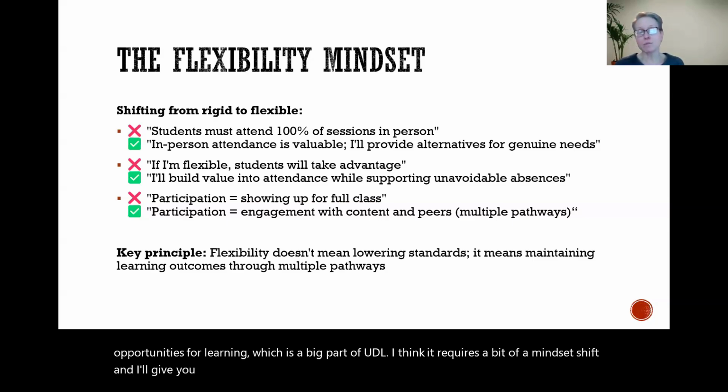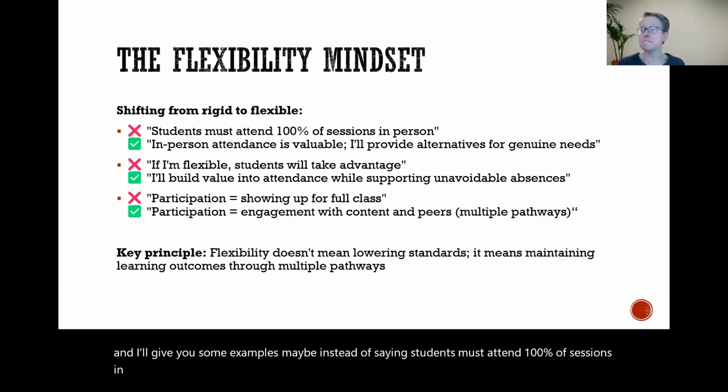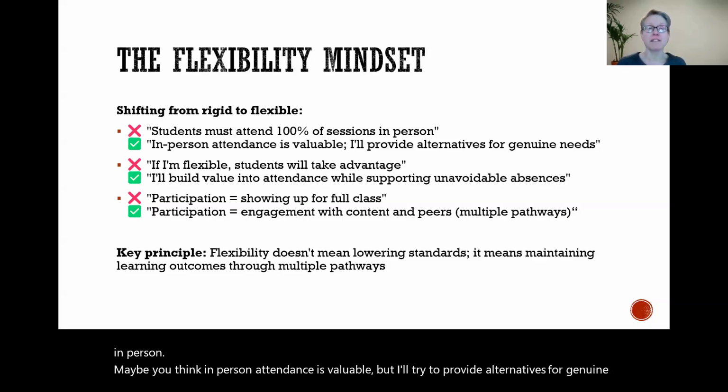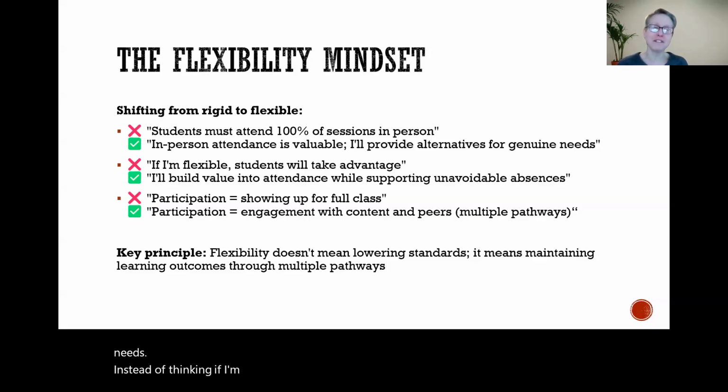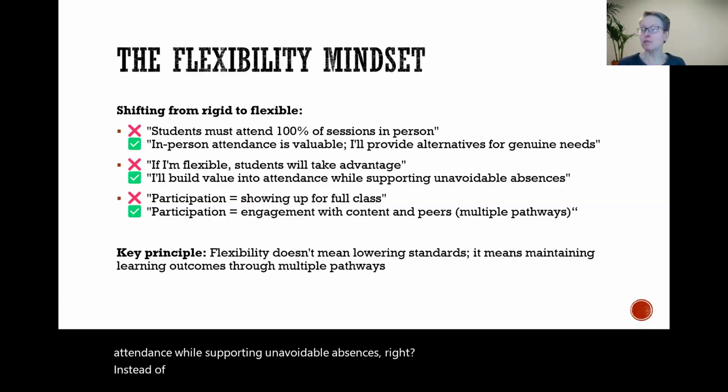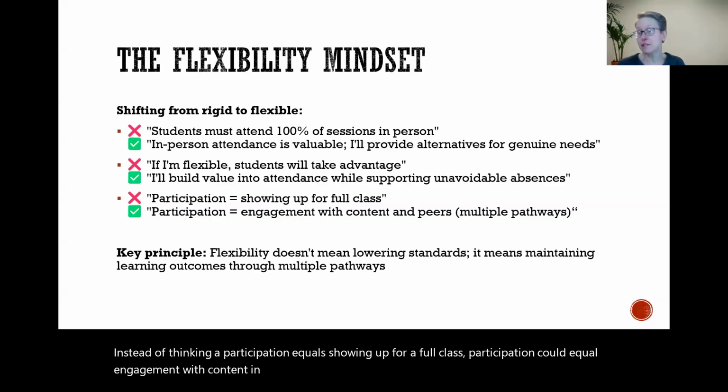Maybe instead of saying students must attend 100% of sessions in person, maybe you think in-person attendance is valuable, but I'll try to provide alternatives for genuine needs. Instead of thinking, if I'm flexible, the students will take advantage, maybe I'll build value into attendance while supporting unavoidable absences, right? Instead of thinking participation equals showing up for a full class, participation could equal engagement with content and peers, and provide multiple pathways for them to do that.